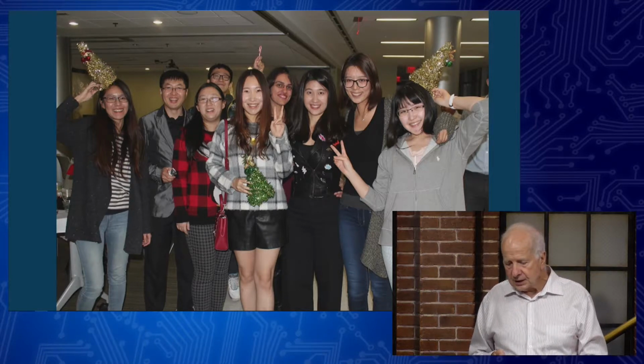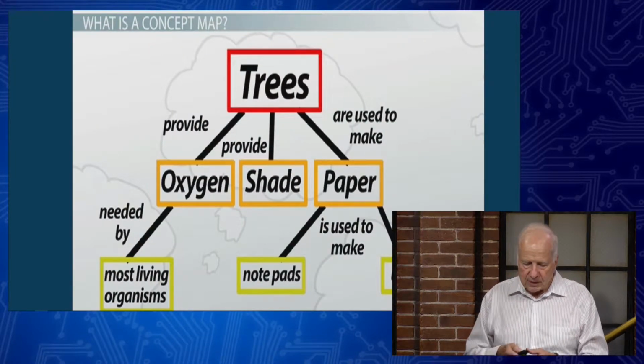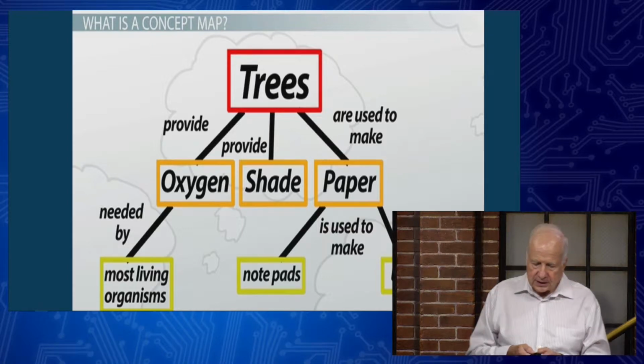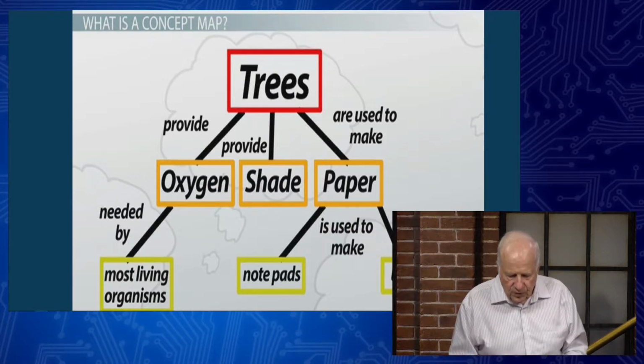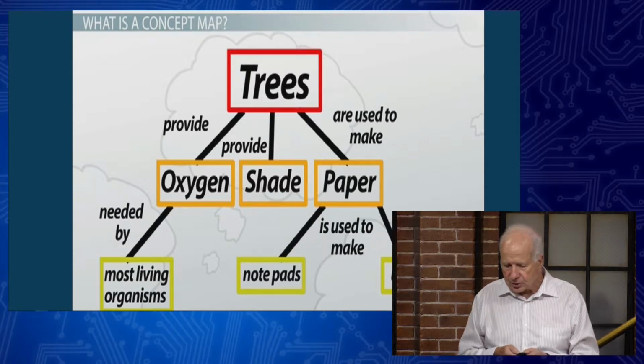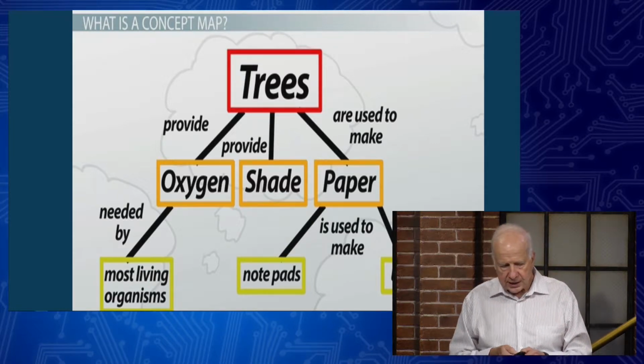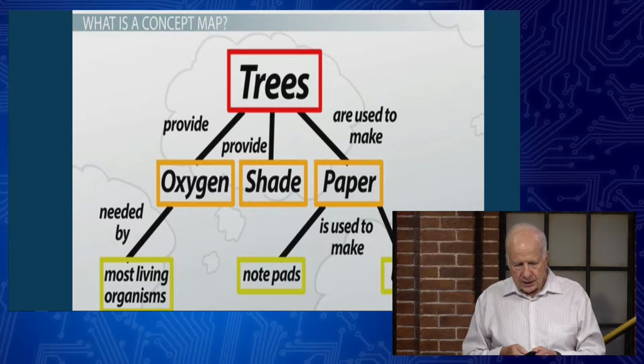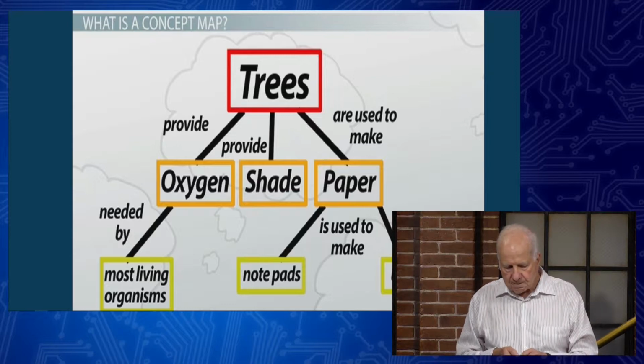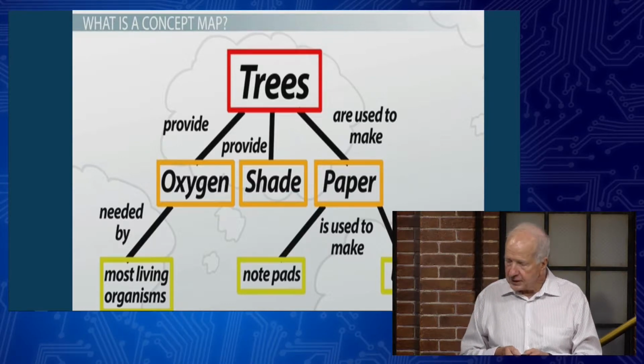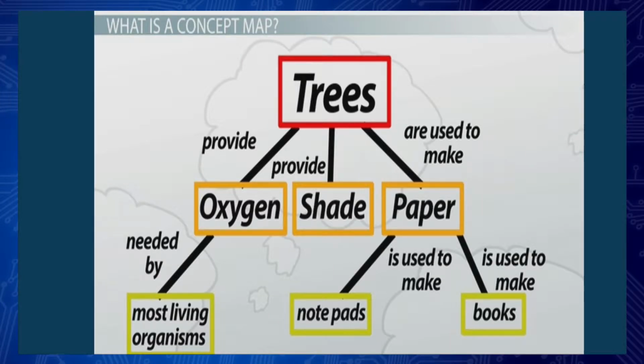And anyway, this is a concept map. It might have even been drawn by the concept map program. There is a group out of Pensacola, the Institute of Human Machine Cognition. They actually have a branch in Ocala as well. But they are the keeper of the concept map software.